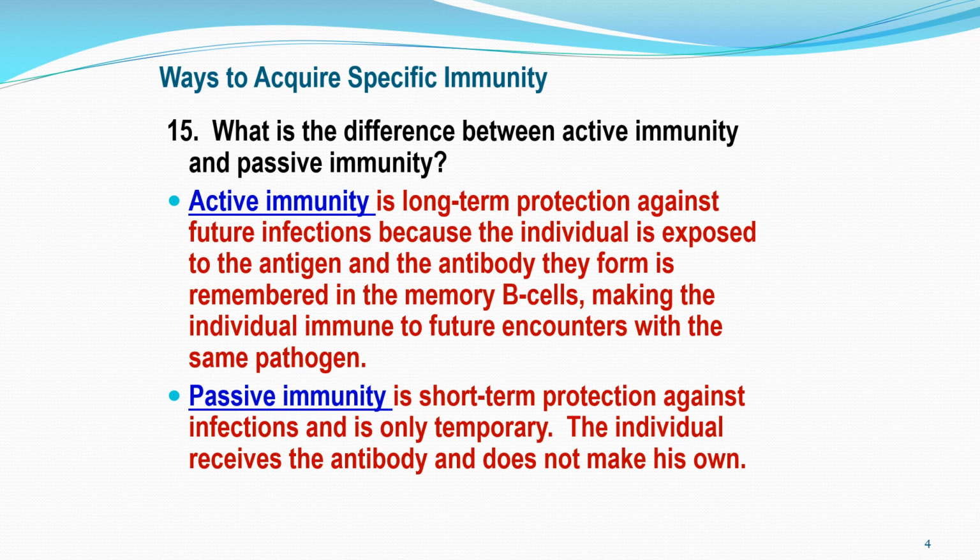So our active immunity, again, is that long term, right? It's that protection against any future infections because now you have been exposed to the antigen and you form the antibody, and then those memory B cells remember that antigen, and now that person is immune because if they come in contact with that same pathogen, because remember we're talking about specific, those memory B cells will remember and launch an attack against it to prevent you from getting sick again.